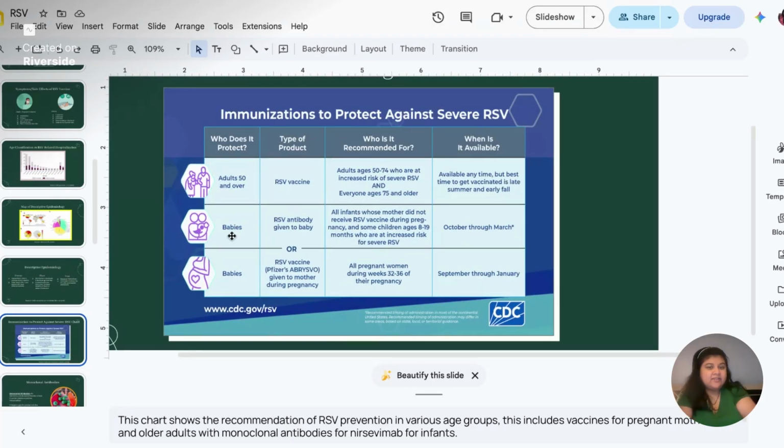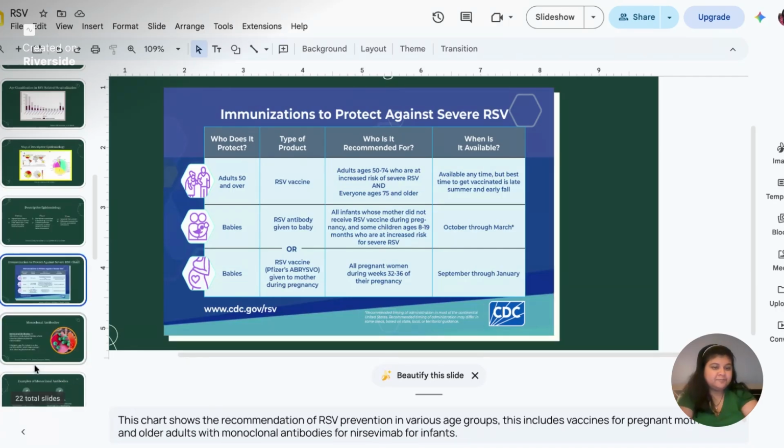In babies, we can see that the RSV antibody is given to the baby. It says all infants whose mother did not receive the RSV vaccine during pregnancy, and some children ages 8 through 19 months, have an increased risk of severe RSV. And when is this available? It's usually available during October through March.